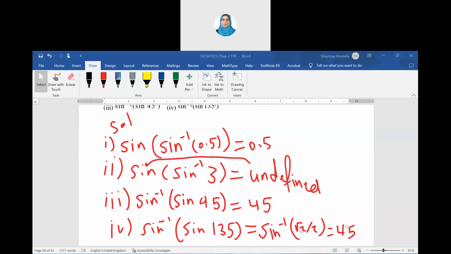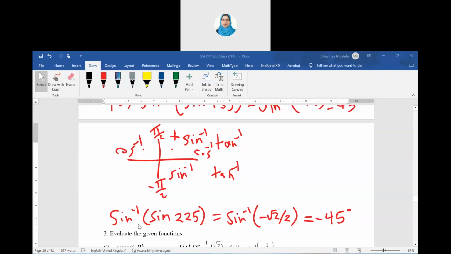I need to calculate sine inverse of root 2 over 2. This one here is a positive value, not negative. Sine 135 is a positive value. So your angle should be from 0 to pi over 2, from the first quadrant. So what is the equivalent angle to 135 in the first quadrant? It will be 45. This is why we said sine inverse of this value is 45, not equal to 135. It is equal to 45.